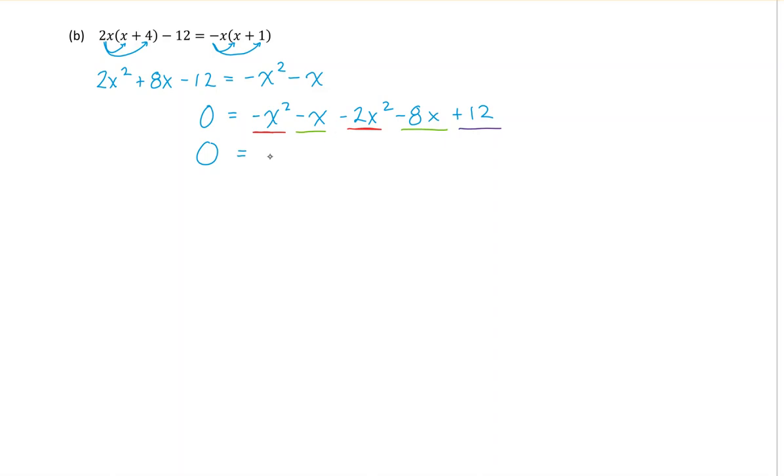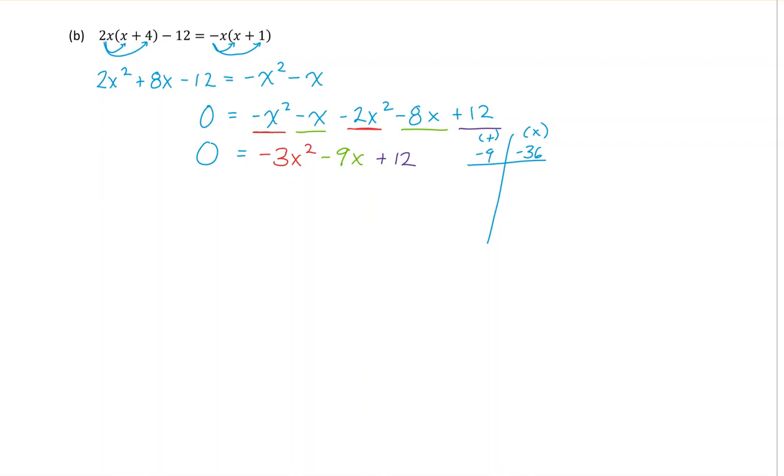What do we get? Well, that would be negative 3x squared. Negative x minus 8x, that's negative 9x. And then we also have our plus 12 at the end. And that's our resulting equation. So now that we have everything expanded and rearranged, and we're asked to solve, this is what we're factoring: negative 3x squared minus 9x plus 12. Set up your t-chart. Negative 3 times 12 is negative 36. So we're looking at values that multiply to negative 36 and add to negative 9.